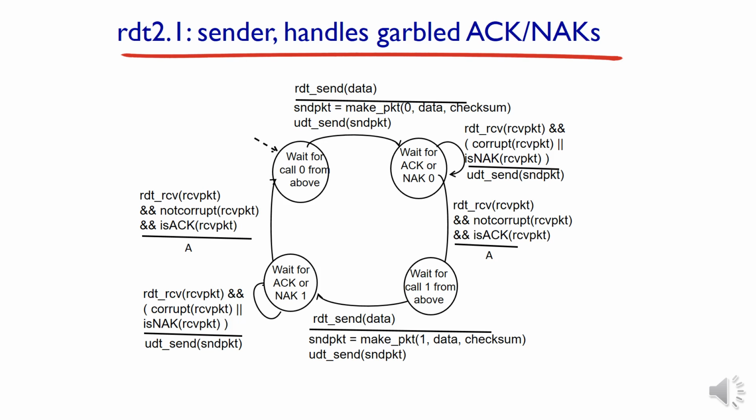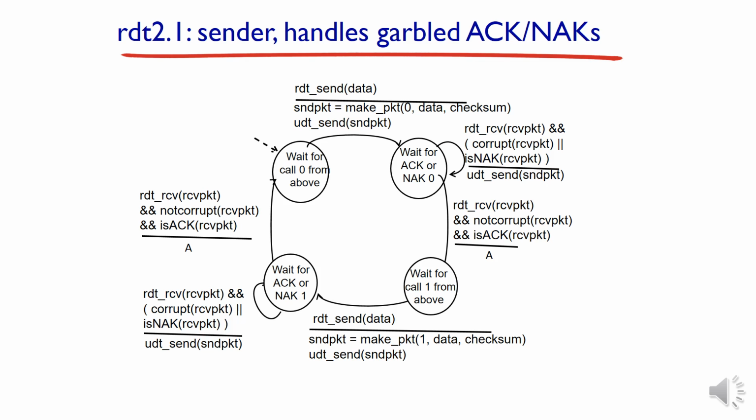Then here in RDT 2.1 we have 4 different states. One is wait for call 0 from above. The opposite case is wait for call 1 from above. That is 2 different states, one for the 0th packet and one for the first packet, or the next packet. Then another 2 states. One is wait for ACK or NAK 0. Another one is wait for ACK or NAK 1. These two states are waiting for ACK or NAK, but it may be waiting for the 0th packet, or it may be waiting for the acknowledgement of packet number 1.